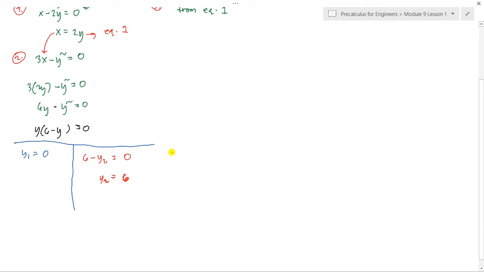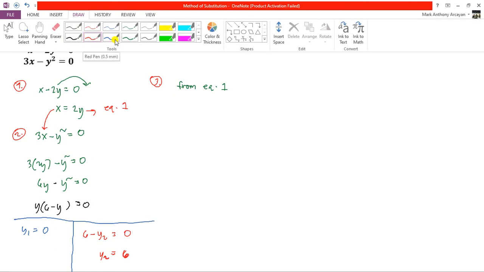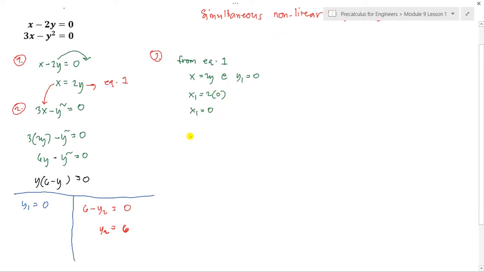So we have two values for our y, automatic atong x pod na po two values, so that's why from equation 1 let's start, we have x equals to 2y at y sub 1 is equals to 0, so that would be x sub 1 pod is equals to 2 times 0, that would be x sub 1 is equals to 0. And then another one, we also have x equals to 2y at y sub 2 is equals to 6. So here that is x is equals to 2 times 6. X is equals to 12. So therefore, our x sub 2 is here.